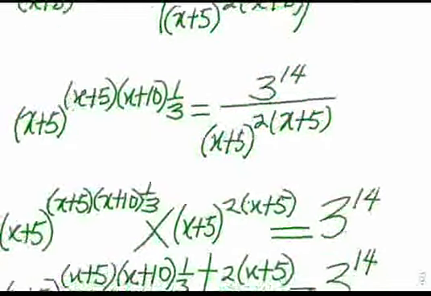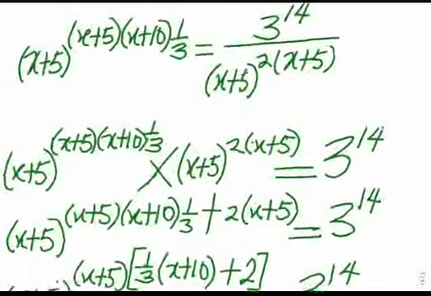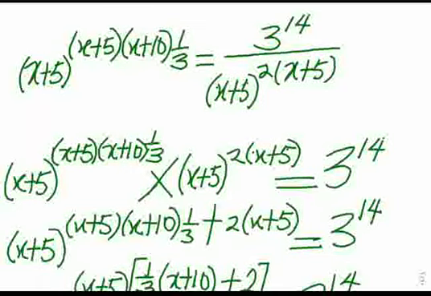What is the next thing we have to do? The next thing I did here was to cross multiply. I cross multiplied here, so the whole of this is multiplied by this expression, and that is written here. That equals 3 raised to power 14.